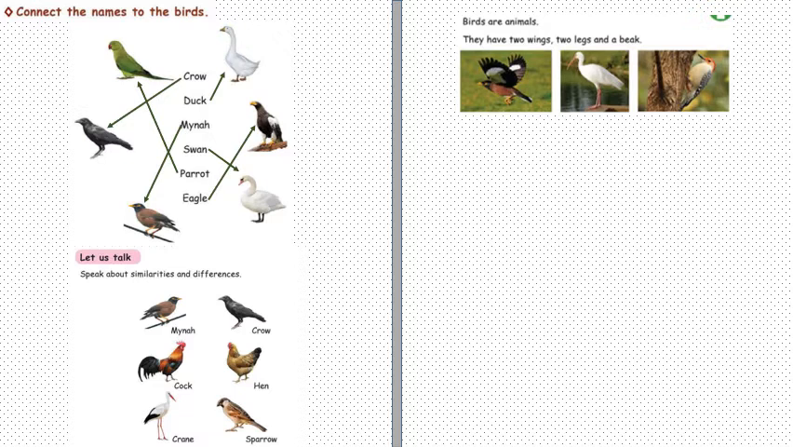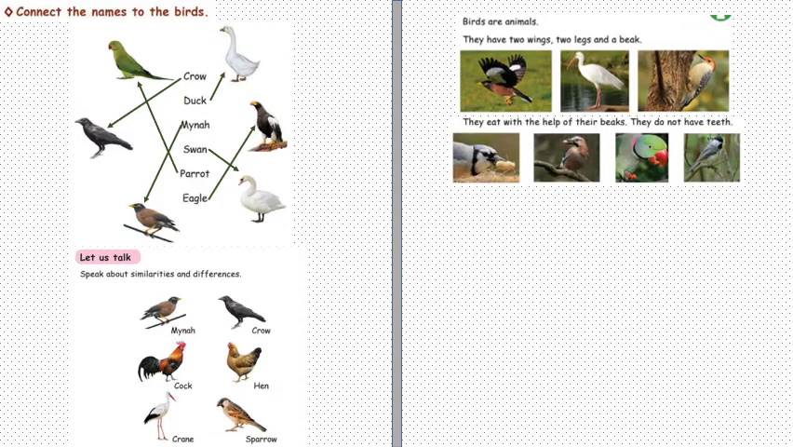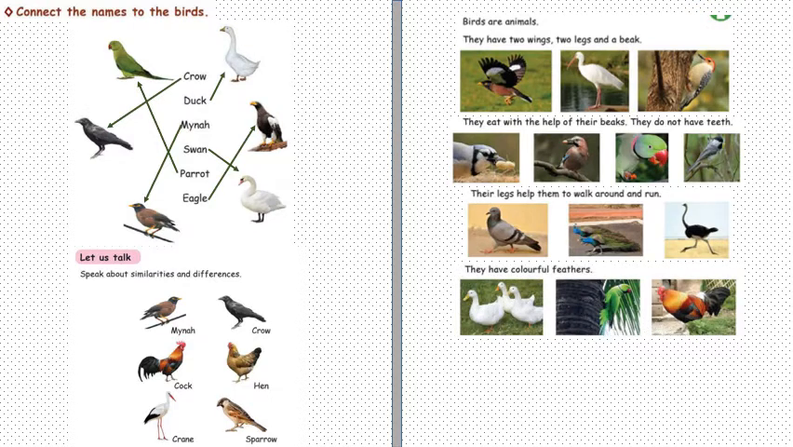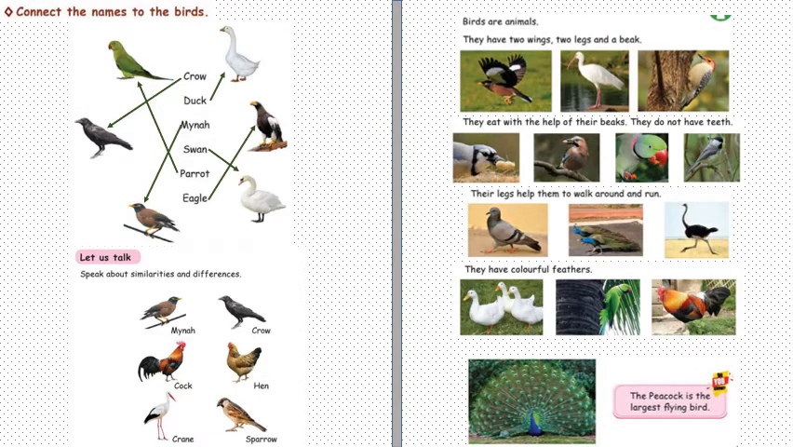Now birds are also animals. They have two wings, two legs and a beak. They eat with the help of their beak, but they do not have any teeth, and their legs help them to walk around and run. They have colorful feathers, which we all know. Each bird has different types of feathers, and the most colorful is the peacock feather. The peacock is the largest flying bird.